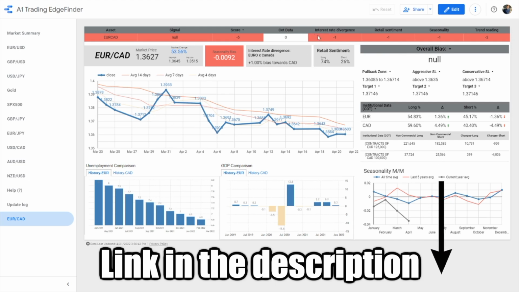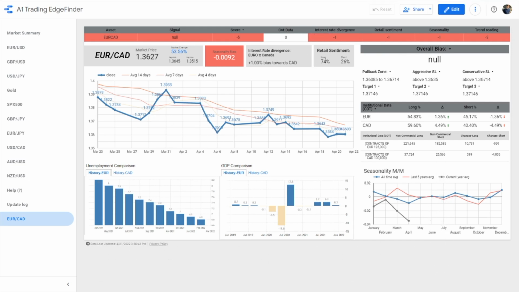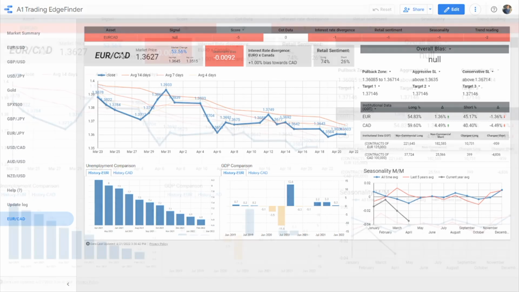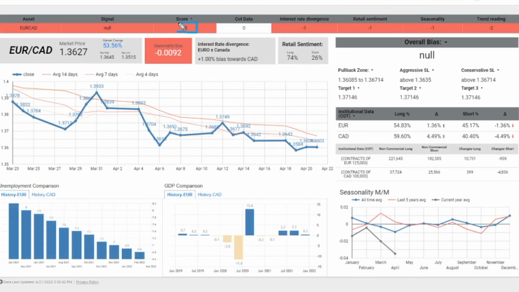But basically it just tells me a number of factors about a trade and a bias that I get for each currency pair that I'm looking at. You can see there's lots of different currency pairs available on the left-hand side. So anyways, I'm looking at Euro CAD. And it overall has a -5 reading, which is a strong sell reading.